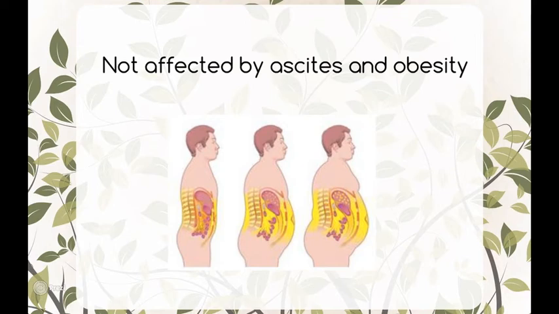MRE also has the capability to measure cross-sectional areas of hepatic parenchyma, and it is not affected by ascites and obesity. It is also able to differentiate isolated fatty liver disease from steatohepatitis with or without fibrosis.